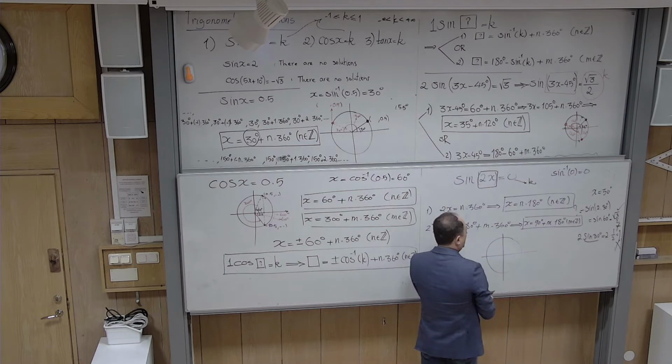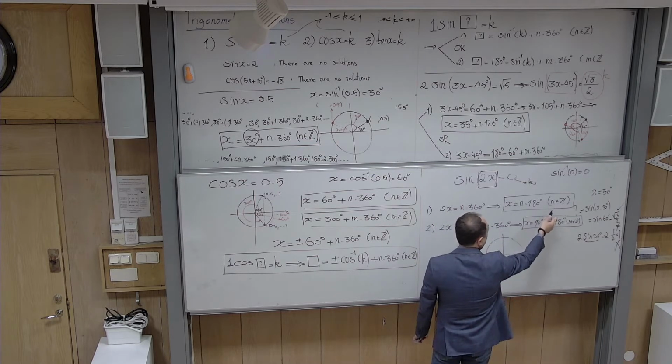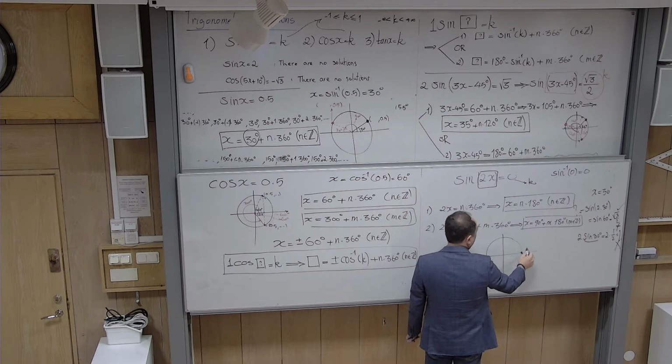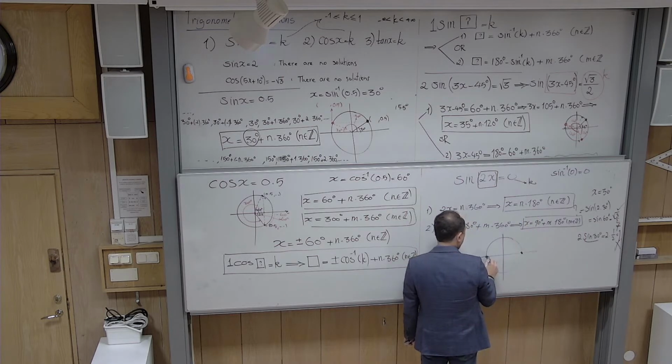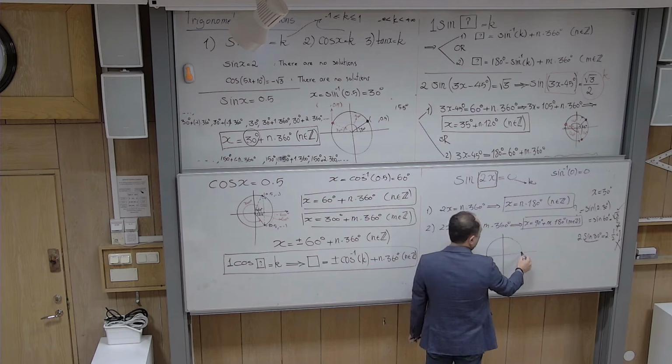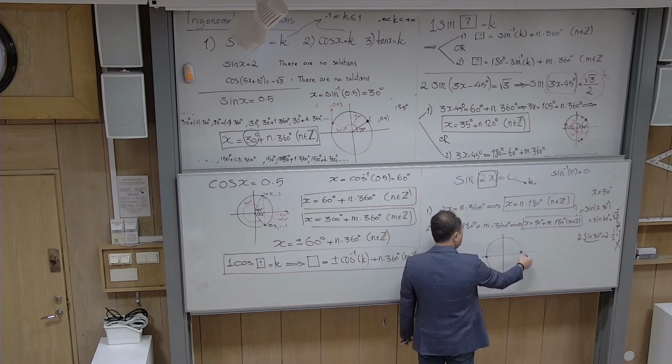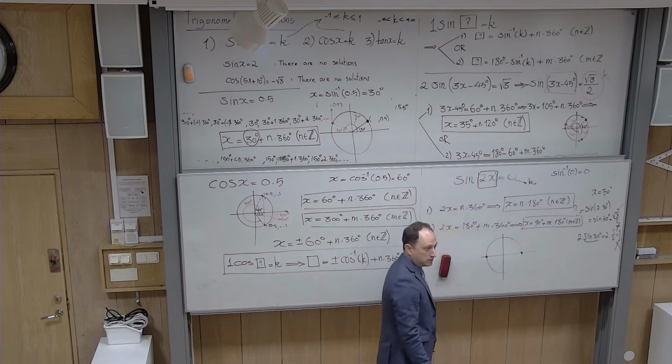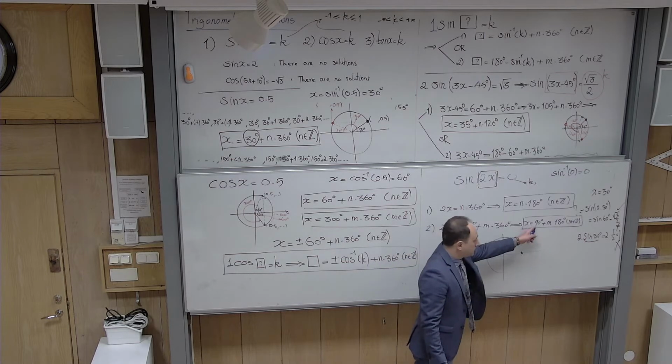For example, I have to choose n to be an integer. If I choose 0, I will end up at 0. If I put 1, it becomes 180. If I take 2, it becomes 360, and 3 gives 540. So this is just these two dots. Yes? But what about these?